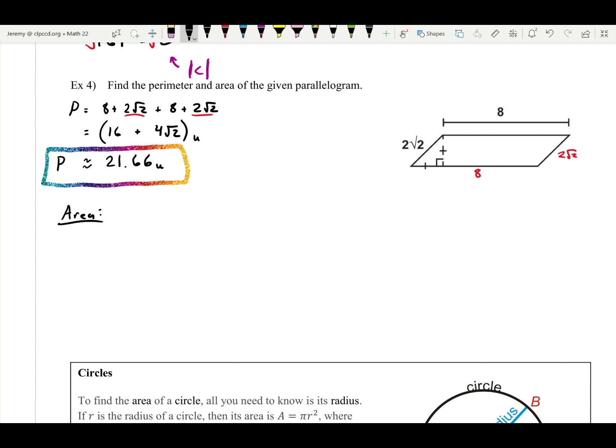And the formula is base times height, where height is not this 2 root 2. It's not going to be that side length there. It's going to be this measure right here. So we want to find that height. So before we can actually find the area, we want to find the height.